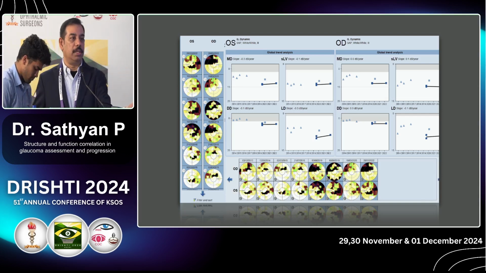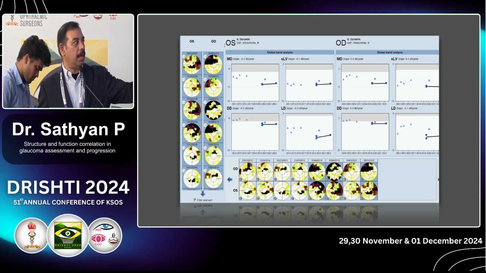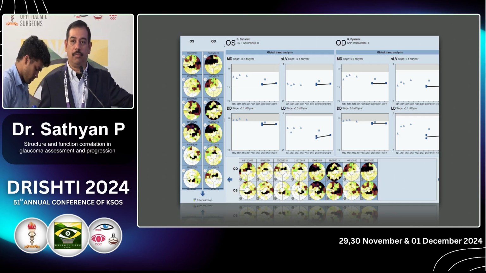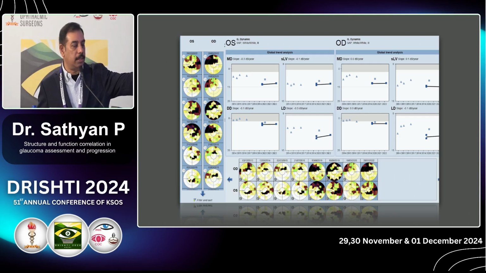So you just see that at each location, how much is the diffuse loss, and you see the LD. LD is the localized defects. That is glaucoma specific, you can say. And every time the patient does the test, in the initial phase you can see the triangles, the LD in the right eye, OD, or OS. I have removed it. You can select whichever you want to see the progression. I'll show you in another chart.